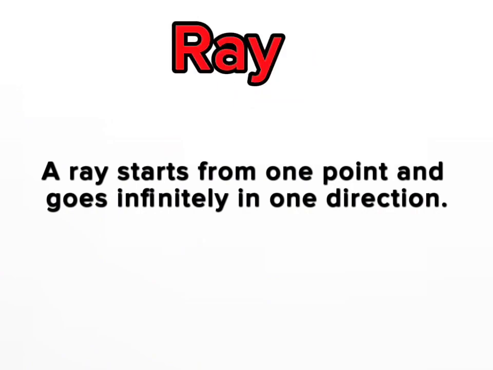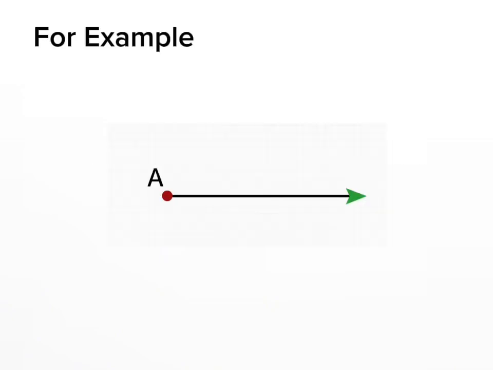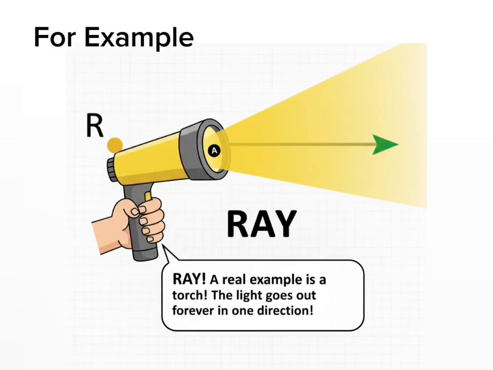Ray. A ray starts from one point and goes infinitely in one direction. So the one point is fixed and the other is infinite. For example, this is point A. You know where point A is, but you don't know where the other point is. So the other side is infinite. Just like this torch. If you light up a torch, the ray goes infinitely in one direction. You know the starting point, but you don't know the ending point.